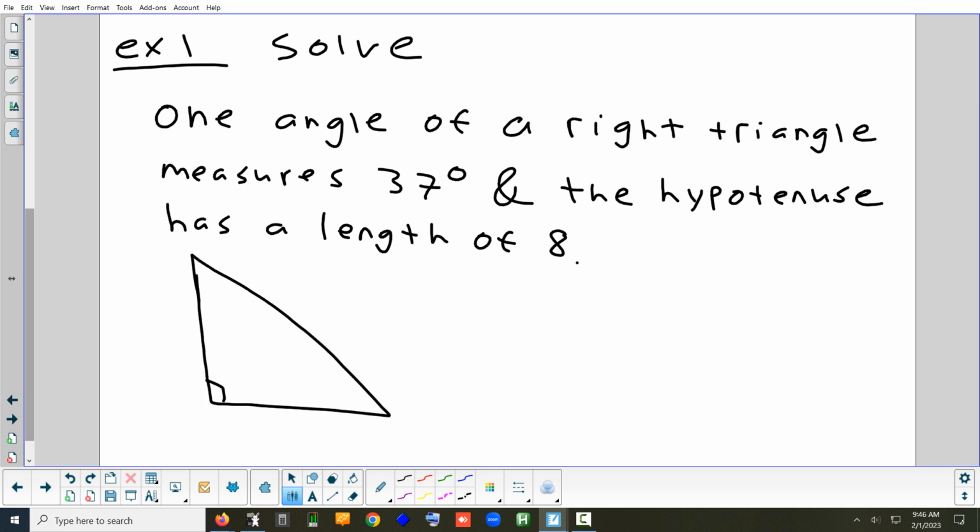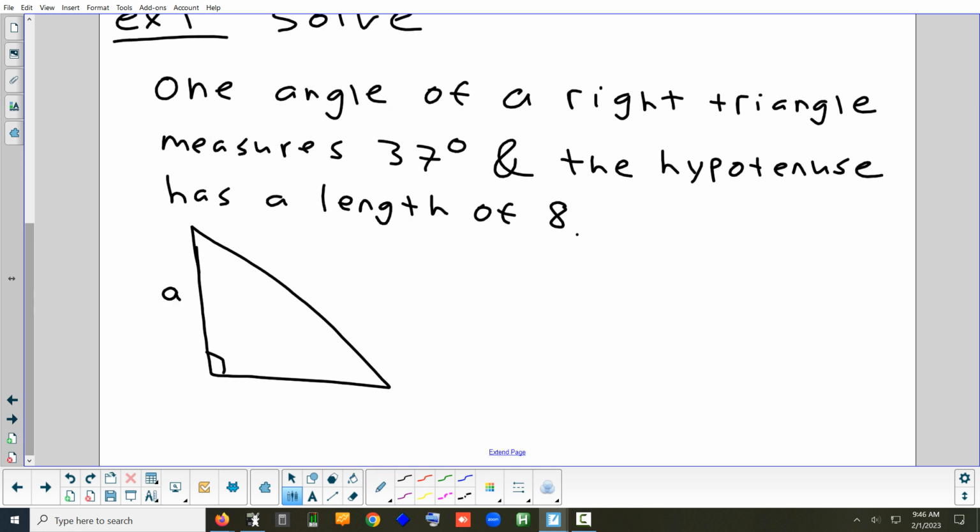Lowercase a, b, and c. For now, some of those I'll be able to fill in with the information from the problem. What do we use for the name of the angle that's across from side A? It's a Greek letter. Alpha. And the name of the angle that's across from side B? Beta. Now, let's fill in some of the information we can.